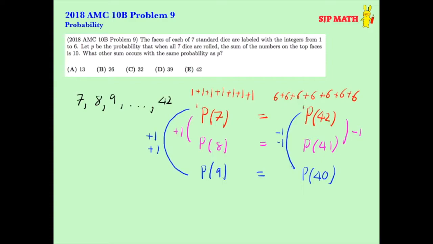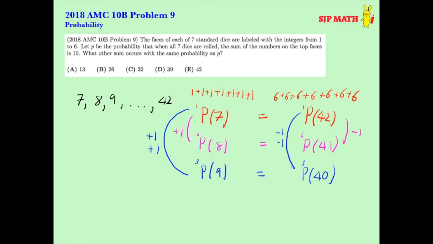So first smallest possible sum and first largest possible sum, second smallest possible sum, second largest possible sum, and third smallest possible sum and third largest possible sum. Okay, that makes it a bit easier to see. So what we see here is a pattern, but why is this true though?